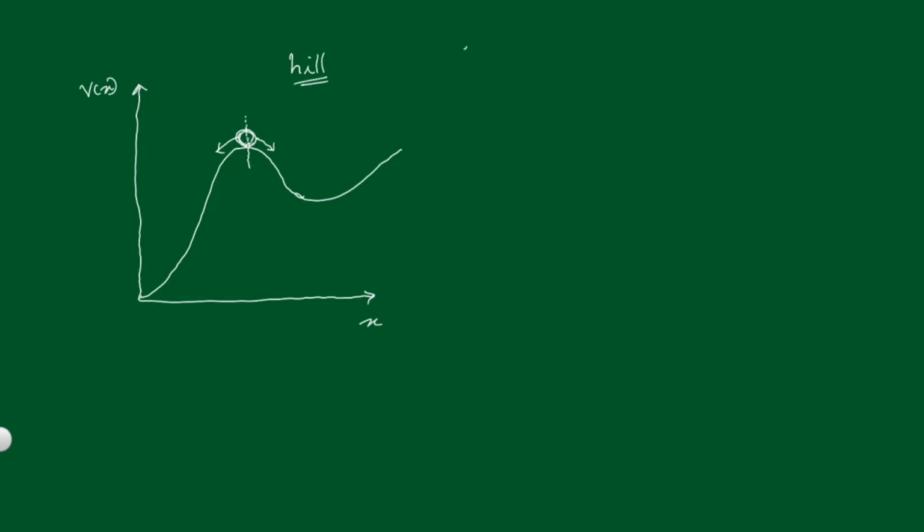So this ball can stay at that peak position, but if you give some force or something, it will go somewhere else. So this is some kind of equilibrium, and this equilibrium is called the unstable equilibrium.